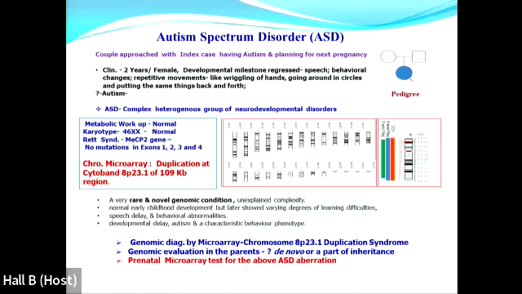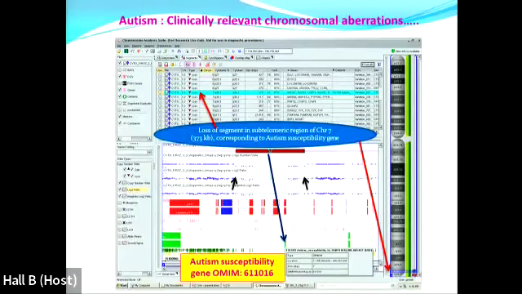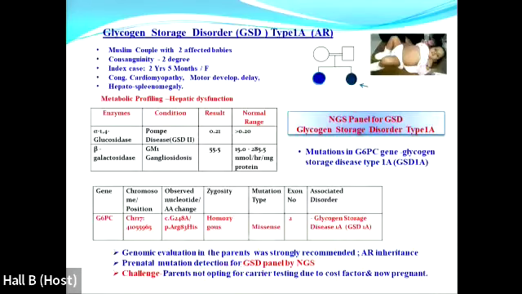And that couple had specially come for the next pregnancy. Then there are certain subtelomeric chromosomal abnormalities in this case, which are very well related as an autism susceptibility gene. And in that case, the genetic counseling, the pre-test counseling and post-test counseling, becomes very easy.